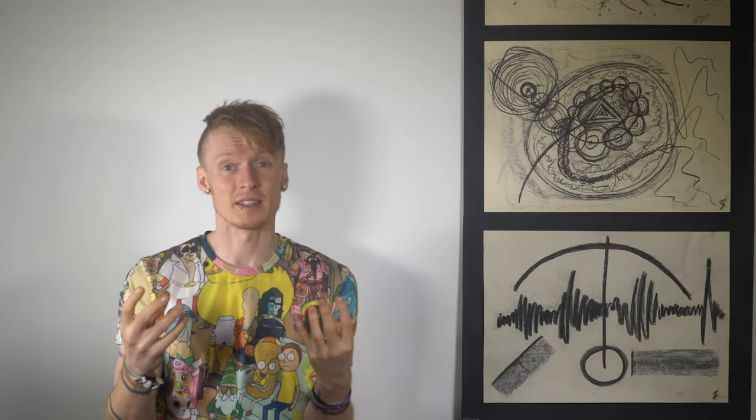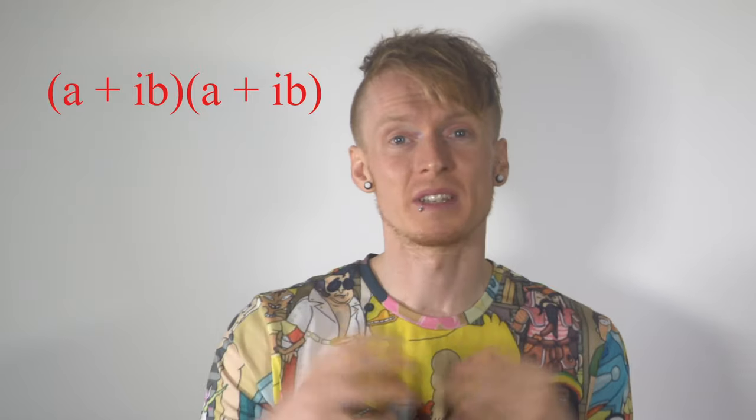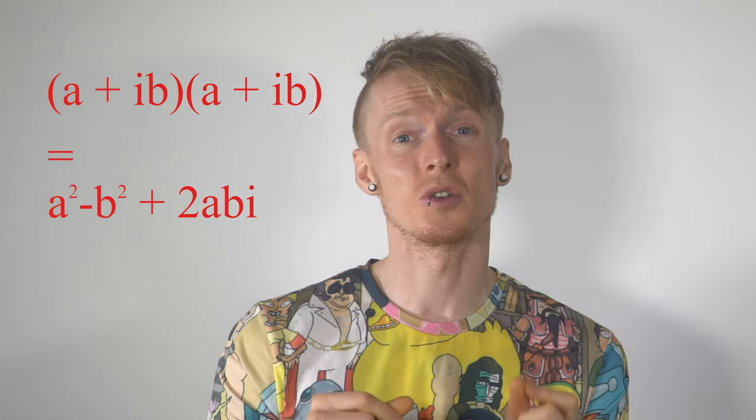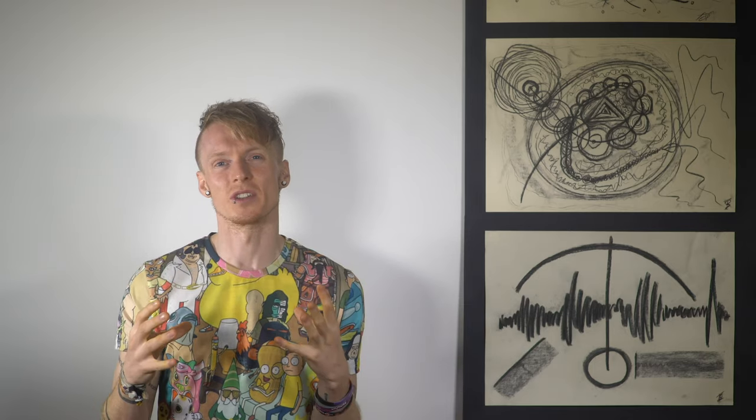When we multiply complex numbers together, we know how to do this. We do a plus ib times itself, a plus ib, which gives us a squared minus b squared plus 2abi. And writing this as a 2-vector, we get a squared minus b squared in position 1 and 2ab in position 2. Now, the problem is, if we were to generalize this to three dimensions, we don't really have a three-dimensional analog of complex numbers. There is no well-defined way to do multiplication for 3-vectors.